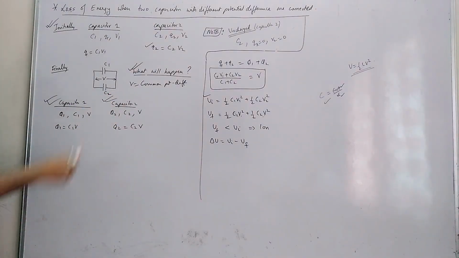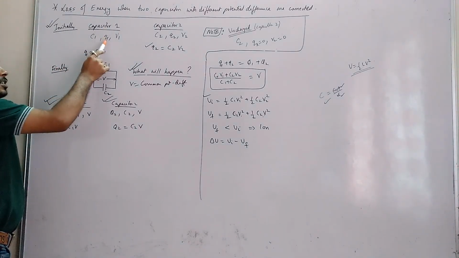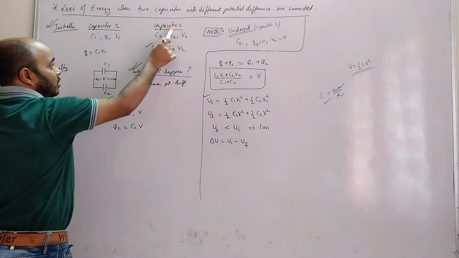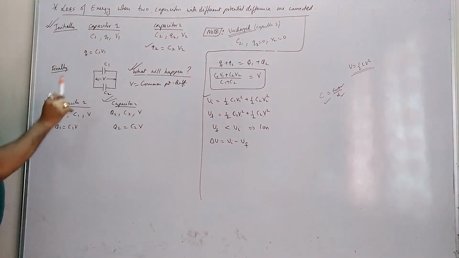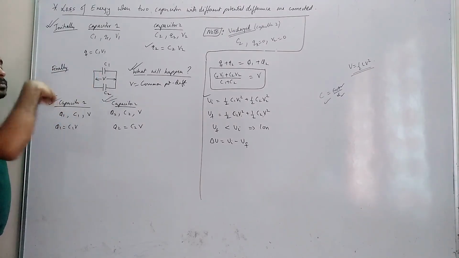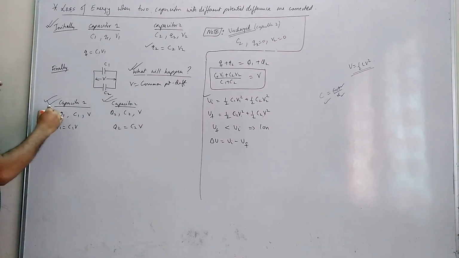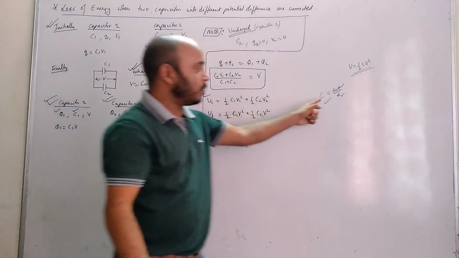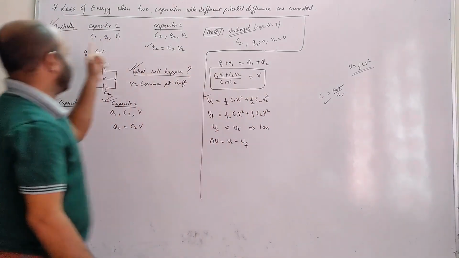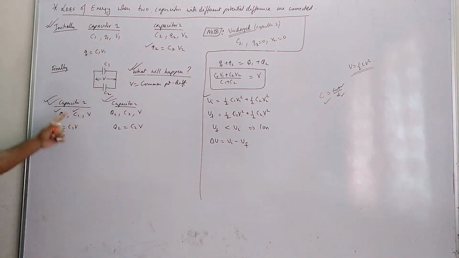Since the charge is transferring from one plate to another, now the charges will be different. Earlier, capacitor C1 had charge Q1 and capacitor C2 had charge Q2. Now, since the charge is transferring, capacitor C1 will have some other charge. Due to transfer, capacitance will not change, because capacitance depends on epsilon A by d. Whatever capacitance value we had initially, the same value we have now also.